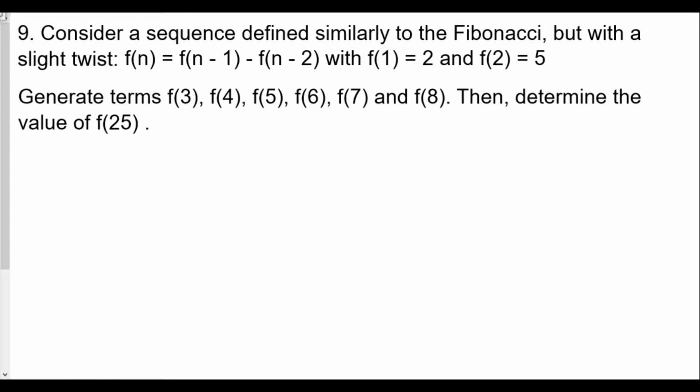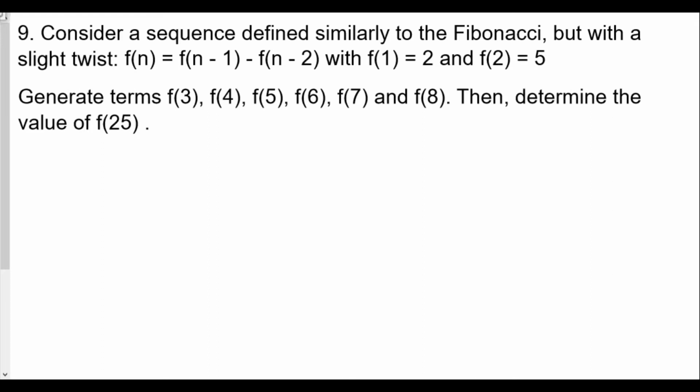Question number 9. Consider a sequence defined similarly to the Fibonacci, but with a slight twist, where f of n equals f of n minus 1 minus f of n minus 2. What that really means is that a Fibonacci sequence takes the sum of the two previous numbers and adds them together to find the next one. So the third term is the sum of the first and the second, and the fourth term is the sum of the second and the third, and the fifth term is the sum of the third and the fourth, and so on and so forth.